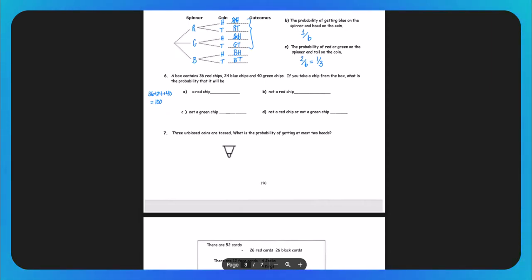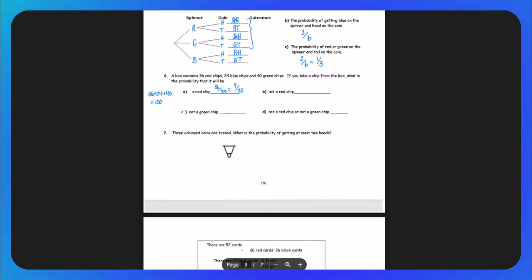Well, what is the probability of getting a red chip? Well, that's going to be 36 over 100. Now let's reduce that down. They're both even numbers. In particular, they're divisible by 4. So we have 36 divided by 4 is 9, and 100 divided by 4 is 25.